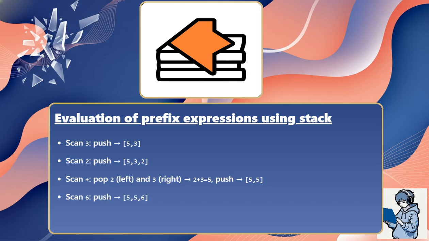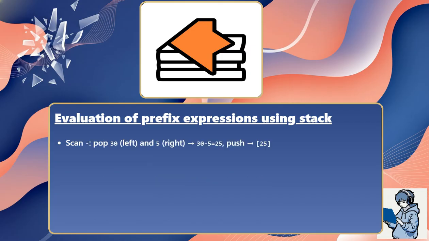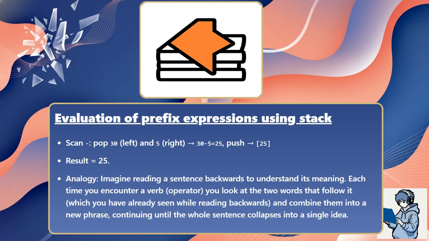Scan 6, push. Scan multiply, pop 6 as left operand and 5 as right operand. Compute 6 times 5 equals 30, push. Scan minus, pop 30 as left operand and 5 as right operand. Compute 30 minus 5 equals 25, push. Result equals 25. Analogy: imagine reading a sentence backwards to understand its meaning.